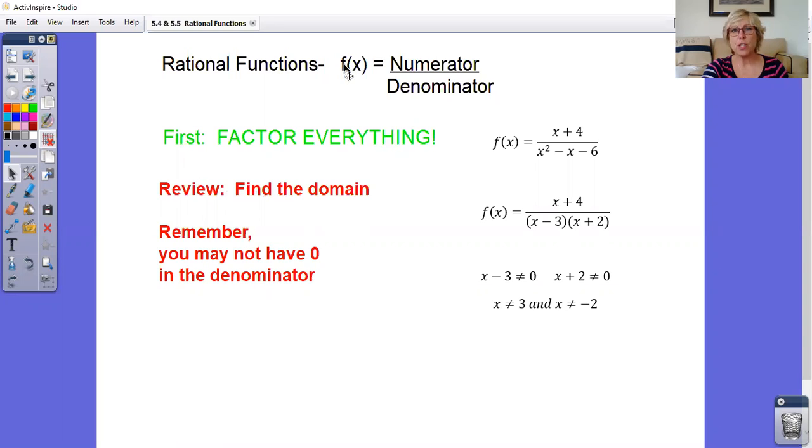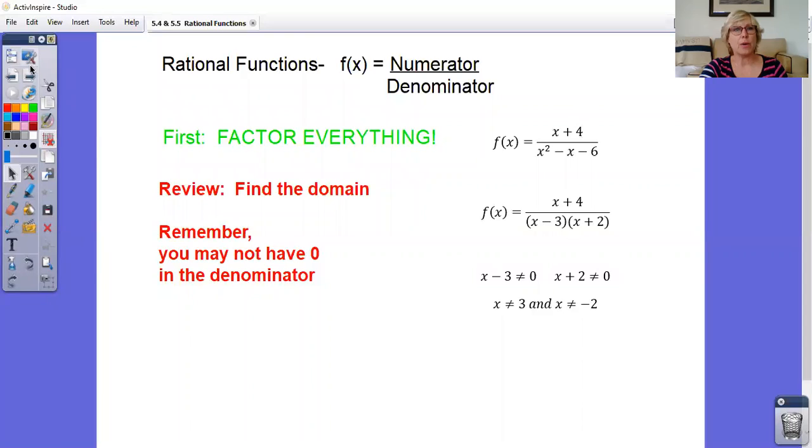Remember, a rational function has a numerator and a denominator. And what I want you to do before you do anything is factor everything that you can. So in this example, this is my rational function, and I'm going to take that denominator right here and factor it. And from the factor, I know that I cannot have any zeros in the denominator. So this binomial, x minus 3, I'm going to say cannot equal 0. So I know that x cannot equal 3. From this binomial factor, I know that x cannot equal -2.